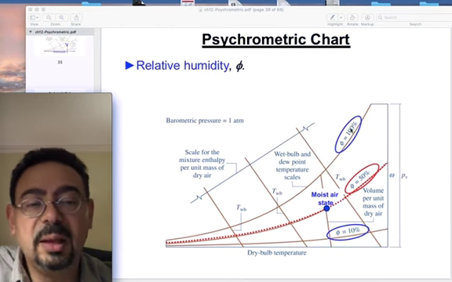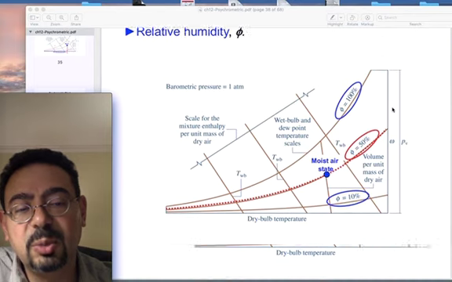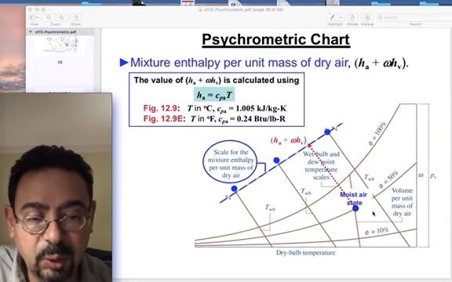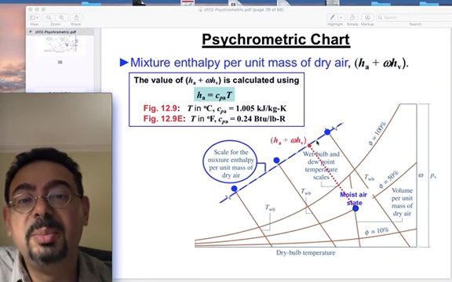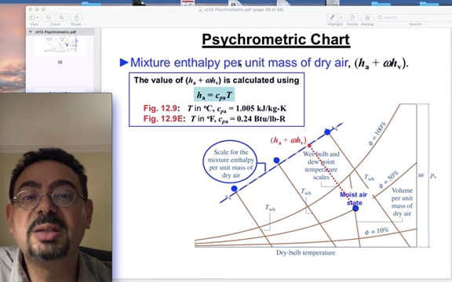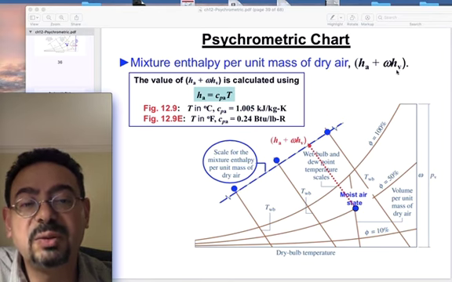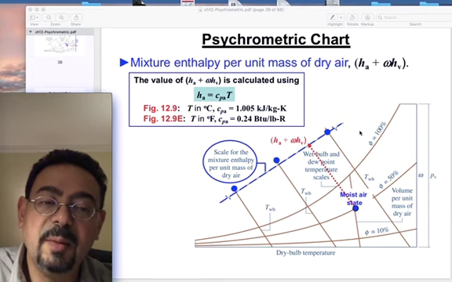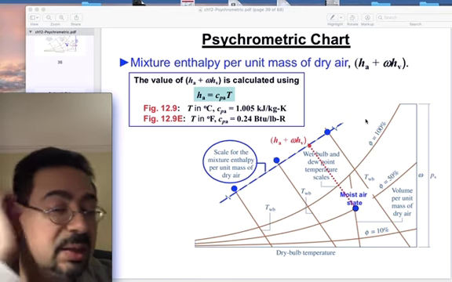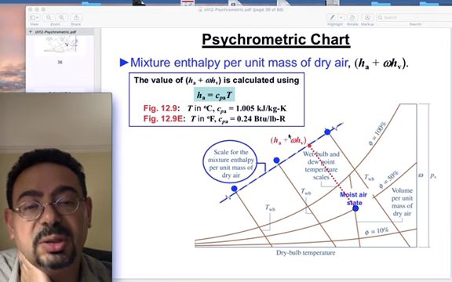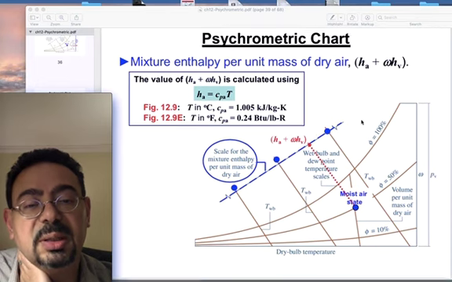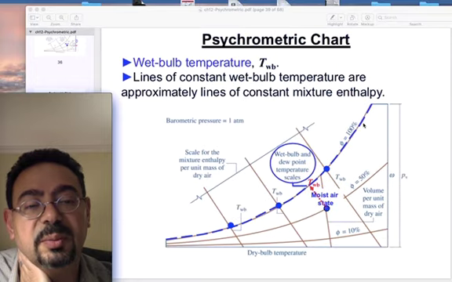Okay, and I told you those are the constant humidity lines. If you want the enthalpy of the mixture, you just go up and read your enthalpy: the mixture enthalpy per unit mass of dry air, so it's h_air plus omega times h_vapor. Okay, very good. This chart is very convenient, but there's a little bit of approximation in this part. But it's actually very useful.